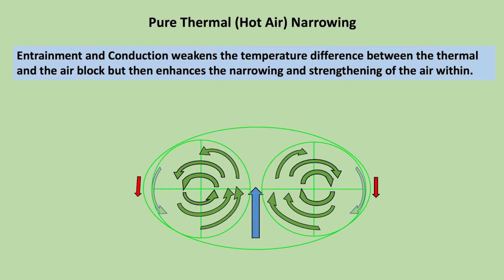Pure thermal, hot air narrowing. Entrainment and conduction weakens the temperature difference between the thermal and the air block, but then enhances the narrowing and strengthening of the air within.